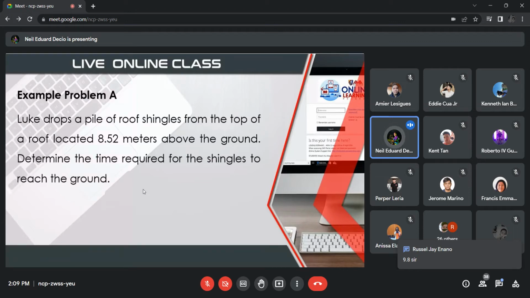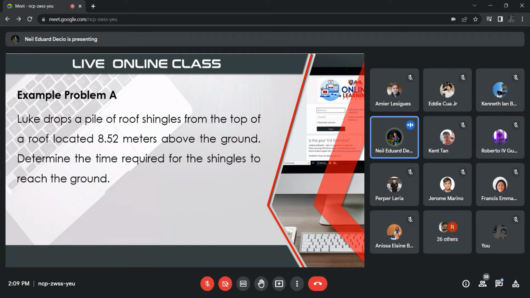Meters per second. I think that's meters per second squared when it's acceleration. So a free-falling body has a constant acceleration of 9.8 meters per second squared. I think you already encountered this in your previous physics subject. So how do we solve this problem?